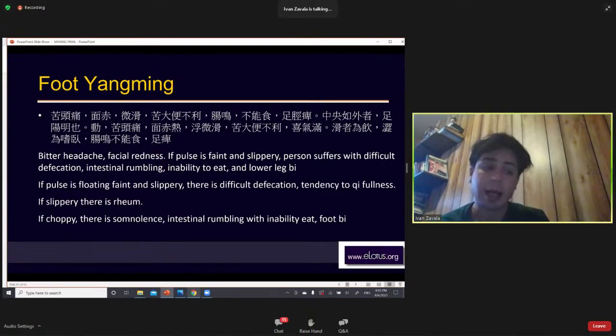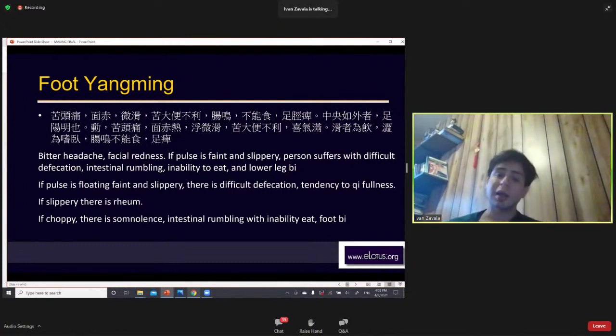And so because of the internal heat, sometimes internal heat, remember, consumes qi, consumes yang, and yang can come outward. So the pulse feels faint, but you feel the slippery. So the slippery is the heat, and the faint is that the yang can't emerge. So the person suffers with difficult defecation, intestinal rumbling, inability to eat, foot bi. In fact, we could say that the heat has consumed some of the qi and yang.